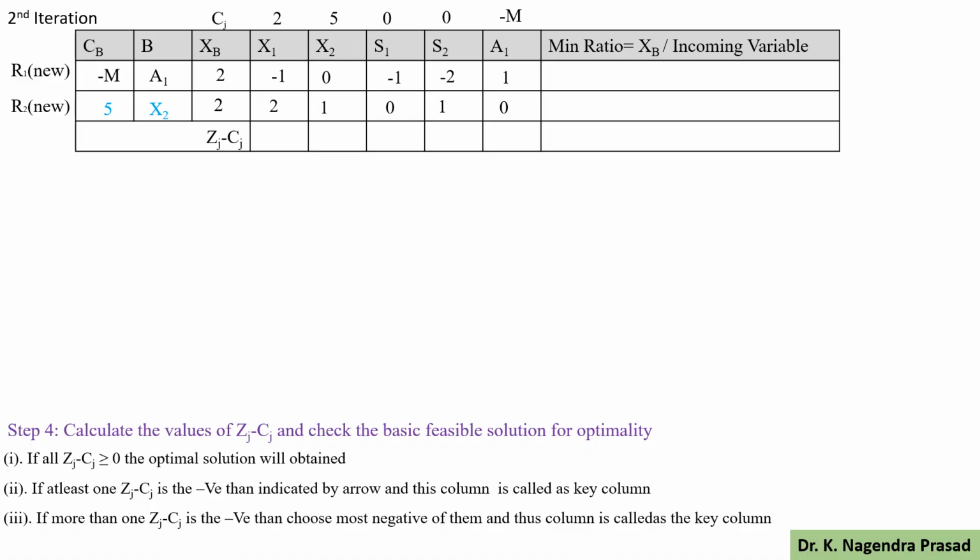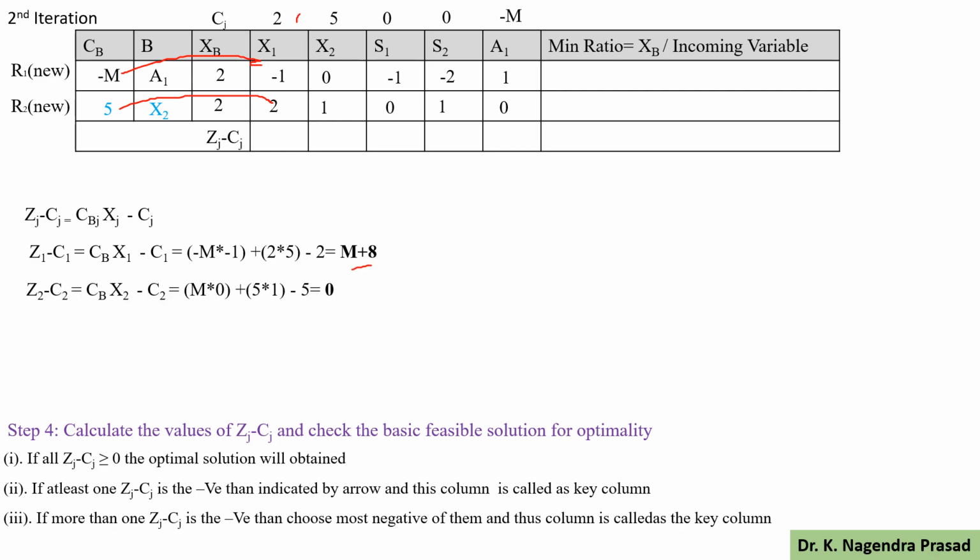So next, once again I have to calculate the Zj minus Cj values for the second iteration simplex table. First I have to calculate Z1 minus C1. It is minus M into minus 1 plus 5 into 2 minus 2. It is M plus 8. So next, Z2 minus C2 is minus M into 0 plus 5 into 1 minus 5. This value is 0.